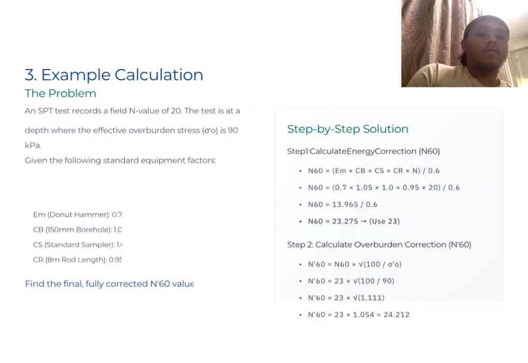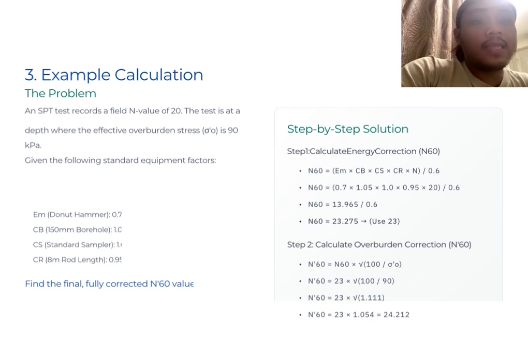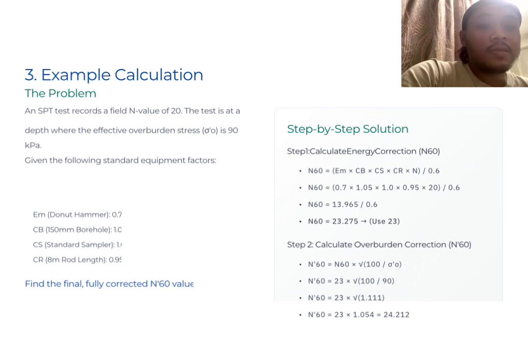Okay, for the next slide, this is an example calculation. The problem is an SPT test records a field N value of 20. The test is at a depth where the effective overburden stress is 90 kPa, given the following standardized equipment factors. Okay, EM, CB, CS, and CR are fixed. EM is 0.7, CB is 1.05, CS is 1.0, and CR is 0.95.